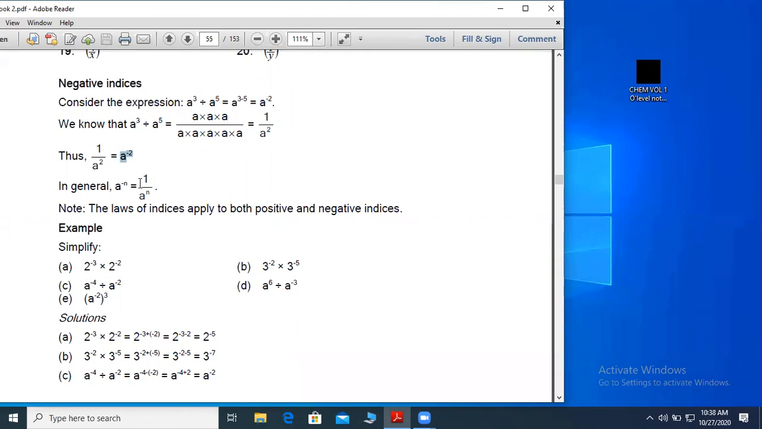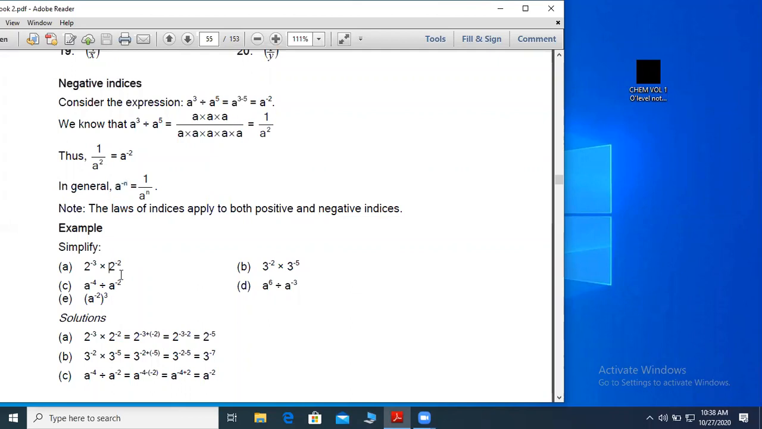And the general formula is that if you have a to power negative n, I remember telling you that it will be the same as getting the reciprocal, which is 1 out of a, then the power n changes to positive. So the answer will now be 1 out of a power n. So we are saying the laws of indices apply to both positive and negative indices.